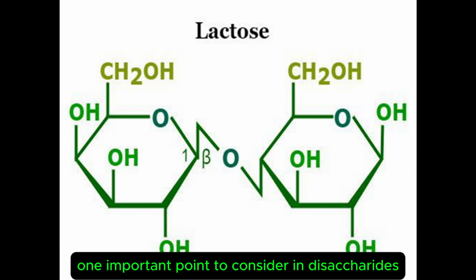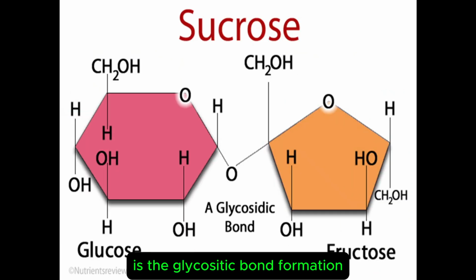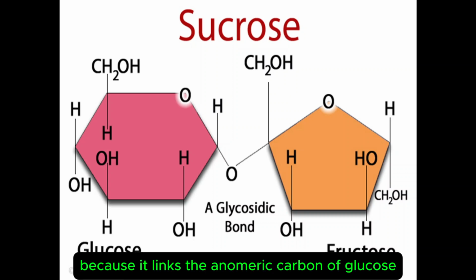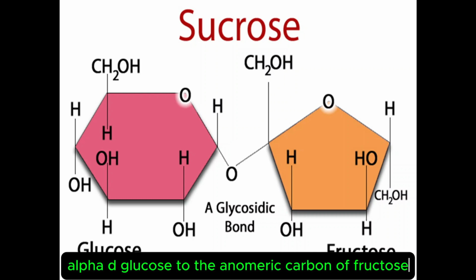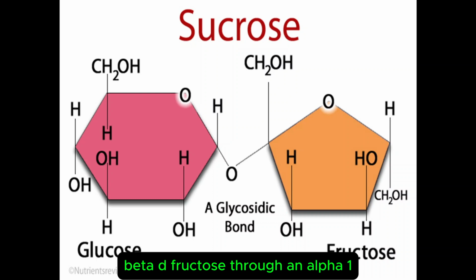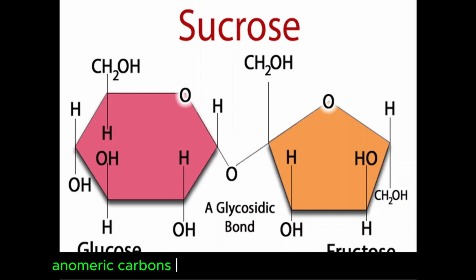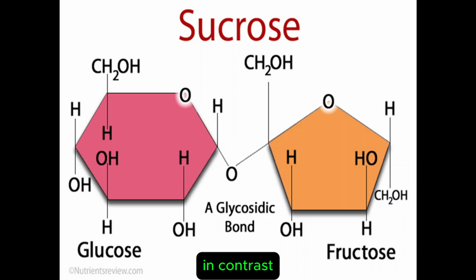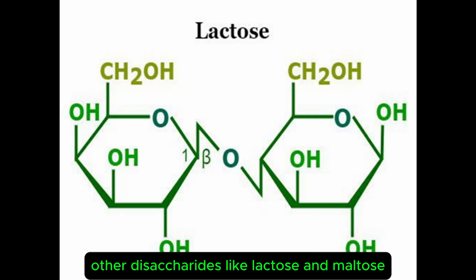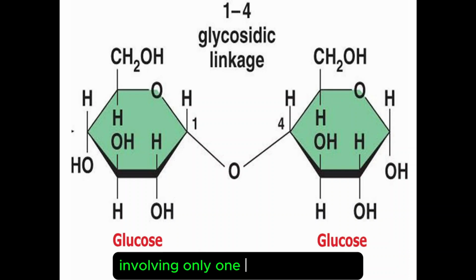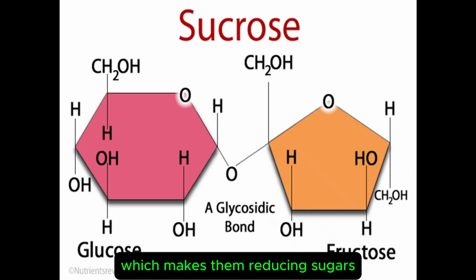One important point to consider in disaccharides is the glycosidic bond formation. Sucrose's glycosidic bond is unique because it links the anomeric carbon of glucose, alpha-D-glucose, to the anomeric carbon of fructose, beta-D-fructose, through an alpha-1,2 bond. This bond formation involves both monosaccharides' anomeric carbons, making sucrose a non-reducing sugar. In contrast, other disaccharides like lactose and maltose have glycosidic bonds involving only one anomeric carbon, leaving the other free, which makes them reducing sugars.